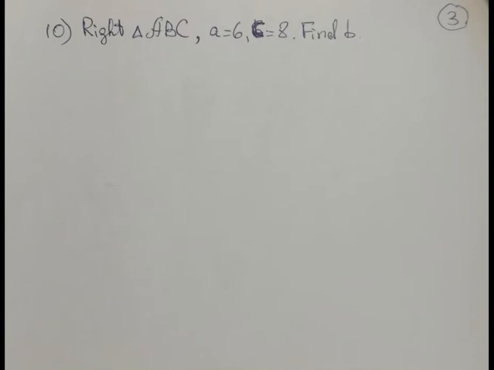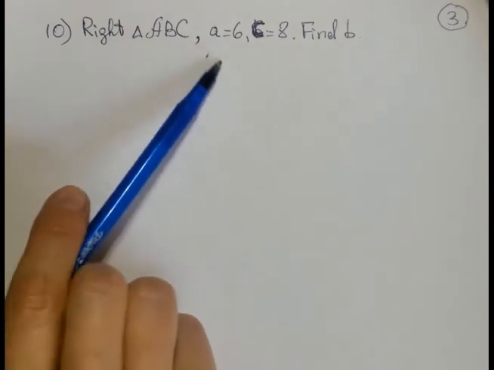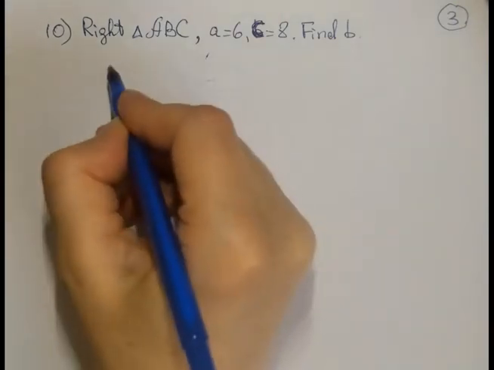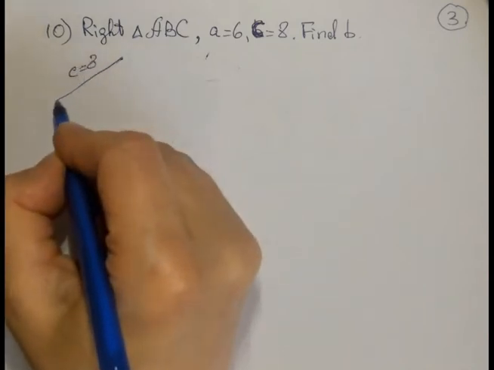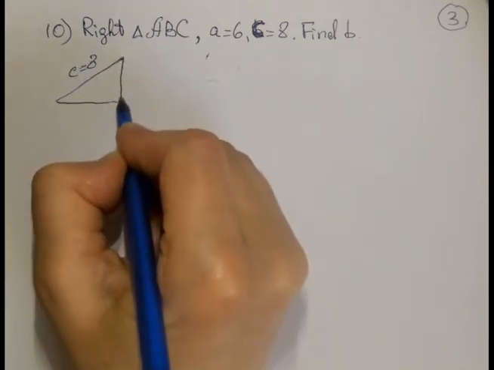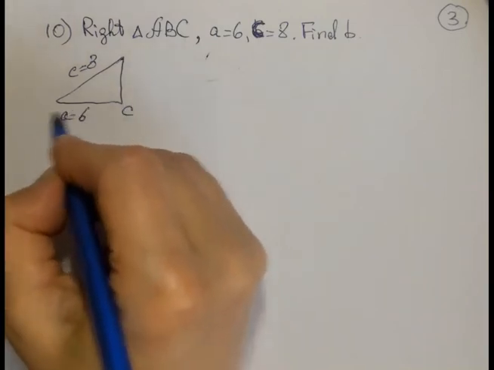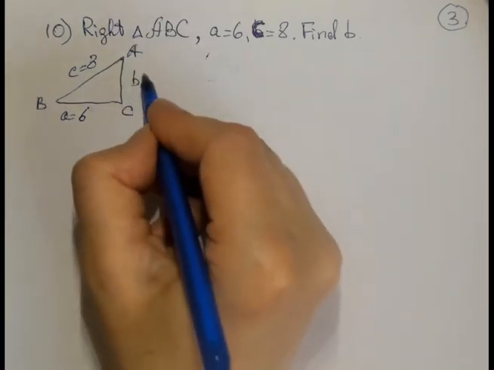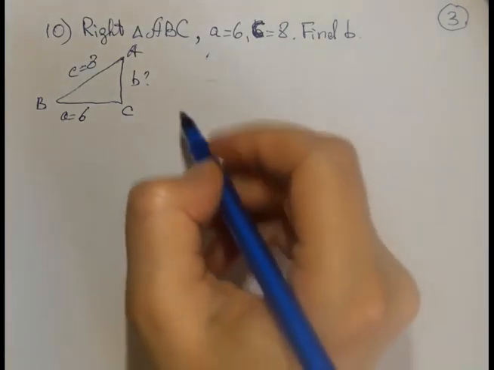Let us consider right triangle ABC with two given sides, a equals 6 units and c equals 8 units. And we want to find the unknown side length, find b. So c is, as usual, the hypotenuse of the right triangle. a is one of the sides. a equals 6, so the opposite angle will be angle A, and this is angle B, and the opposite side is unknown. Find b using the Pythagorean theorem.